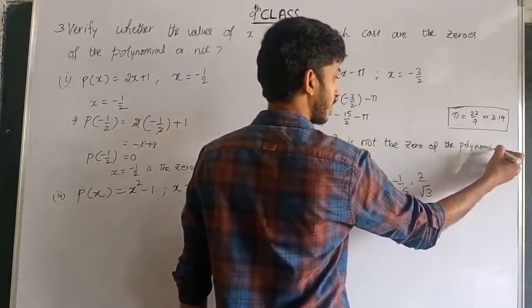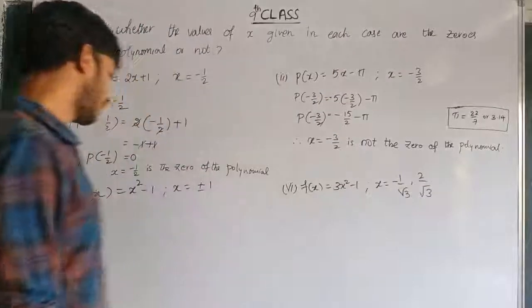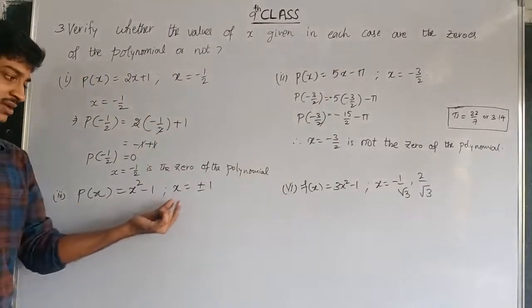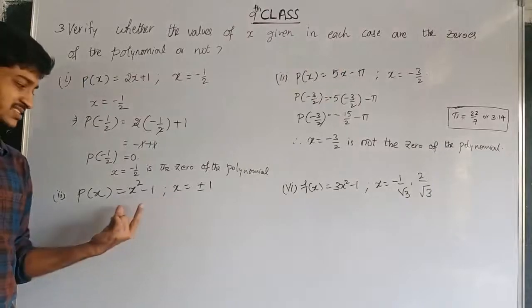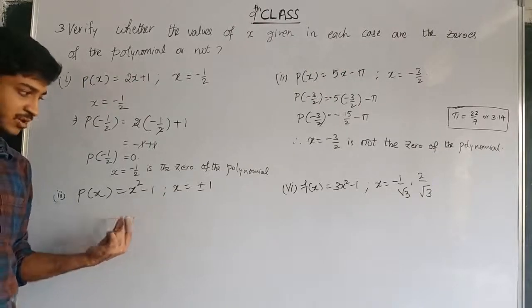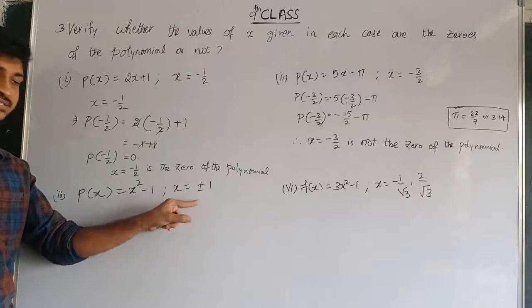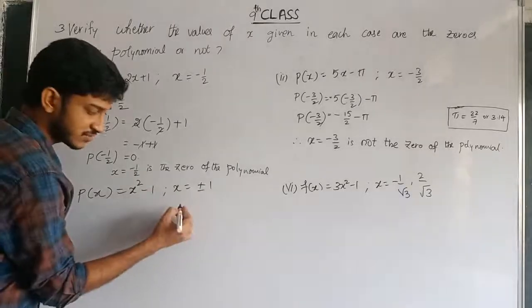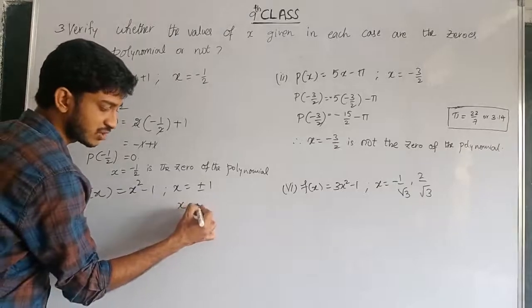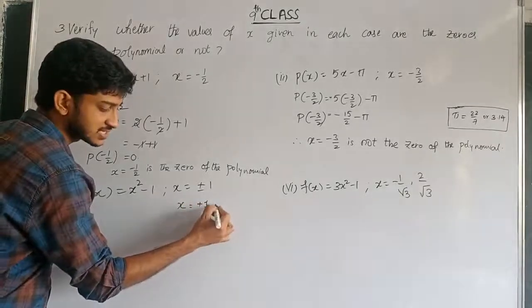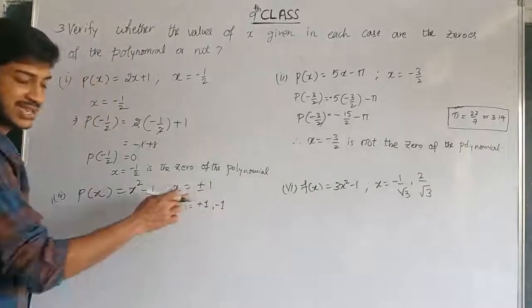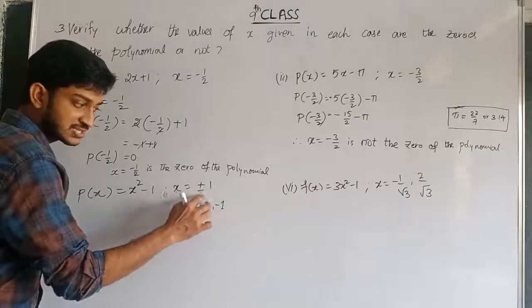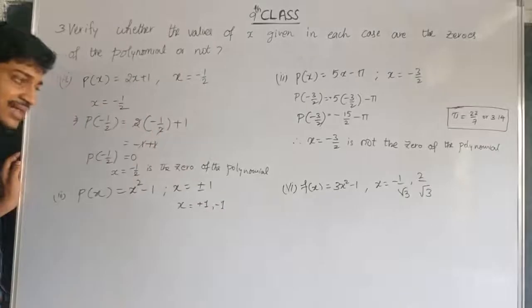Okay, now see the third problem, p of x equal to x square minus 1. We have to check this polynomial value at x equal to plus or minus 1. Here, x equal to plus or minus 1 means we have to check at x equal to plus 1 and also at x equal to minus 1. Plus or minus 1 means two numbers, one is plus 1, another one is minus 1. We have to check at two values.